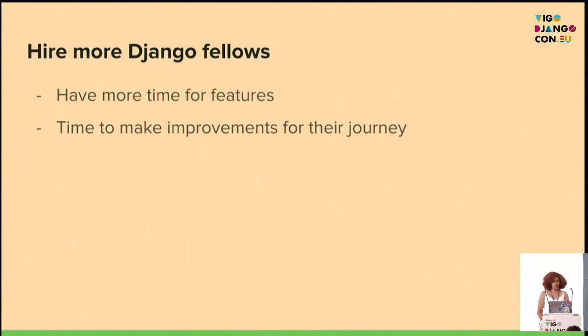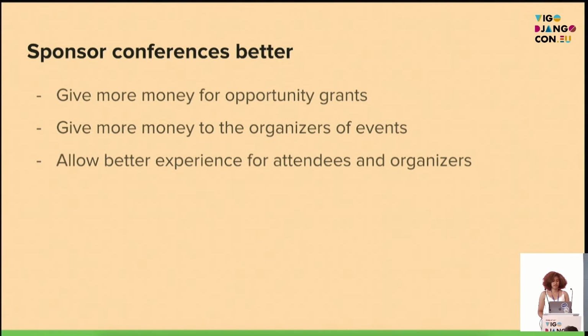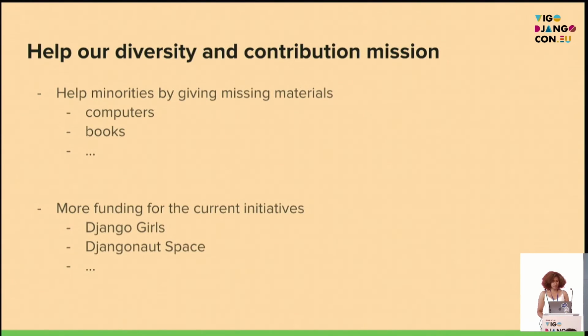I would like to hire more Django fellows, so we will have time for doing more features and making more improvements. I would also like to have more money to sponsor conferences, and it would be a way to have more people who come with the opportunity grants, or more money for the organizers to make great events like this one. And a better experience for attendees and organizers because it can cost a lot just to come, eat food, and all the stuff like that.